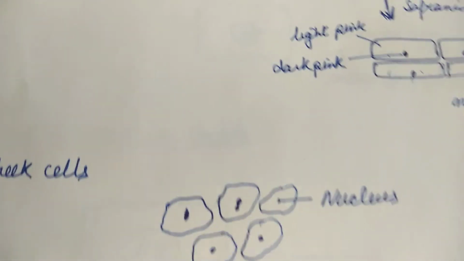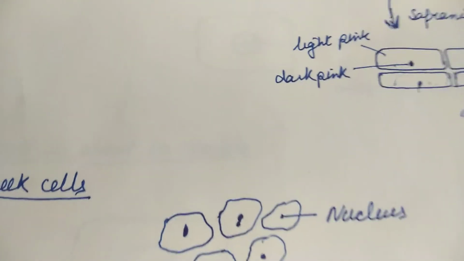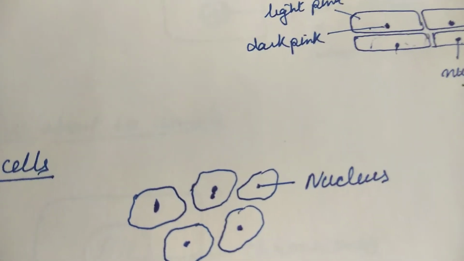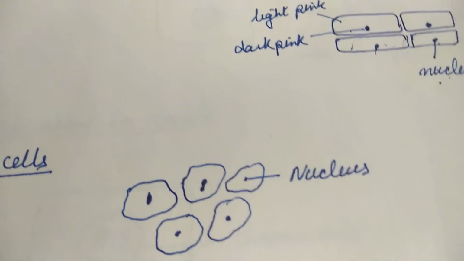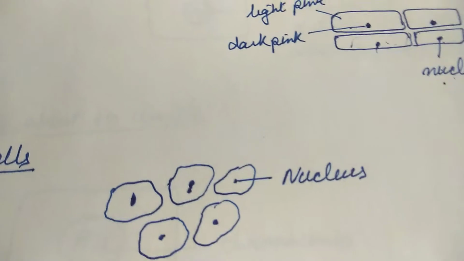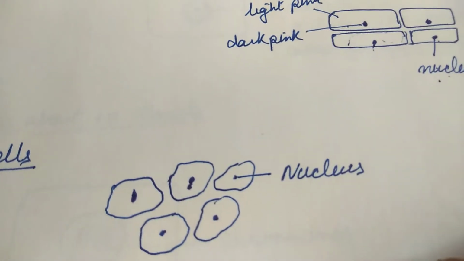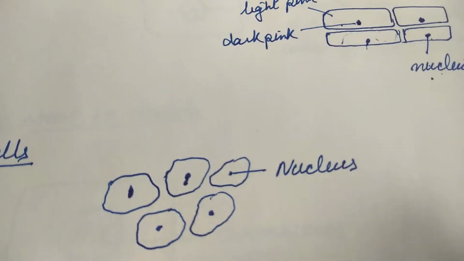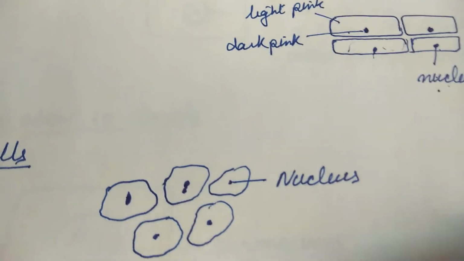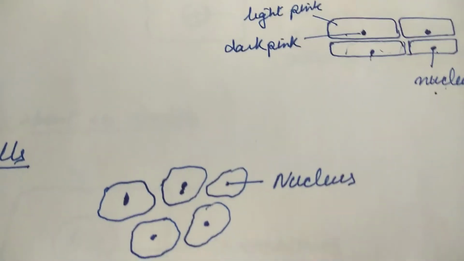How will we study, for example, cheek cells? From the inner lining of our cheek we can scrape with the help of a scraper, or we can use a toothpick, and put that on a slide, put a cover slip, and put a stain, that is safranin or any other. Mainly we use safranin in labs.